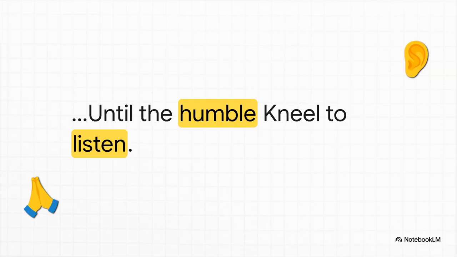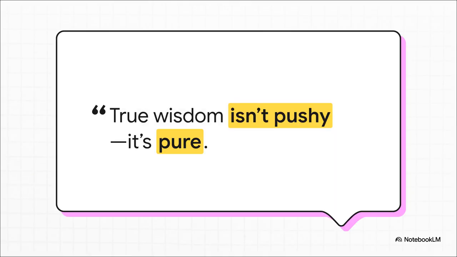And the poem wraps up with this beautiful, powerful image. It suggests that truth isn't found by the people making all the noise, but by the ones who are quiet and humble enough to actually listen for it, until the humble kneel to listen. So the lesson boils this whole idea down into one key takeaway, a truth to remember, that comes from the book of James, and it really is the perfect summary of the poem's message. True wisdom isn't pushy, it's pure.